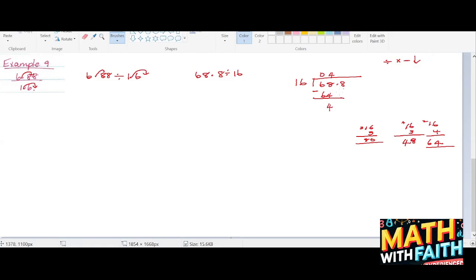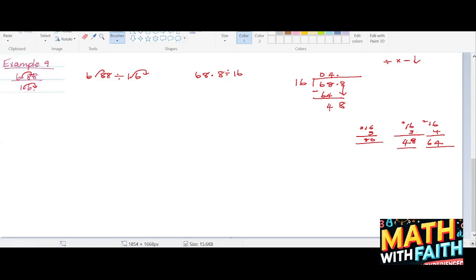And now we bring down. We bring down this 8. But we have this point here. So I must line up my points when I am doing my division, right? So I line up my points. So we have that lined up and good. Now we have 48. What is 48 divided by 16? Because when we bring down, we start again.